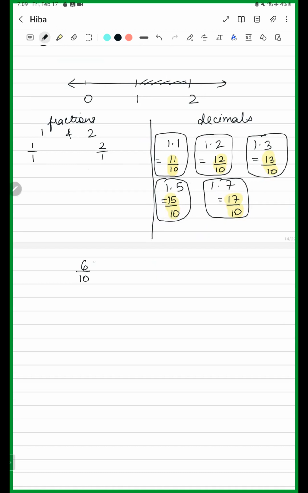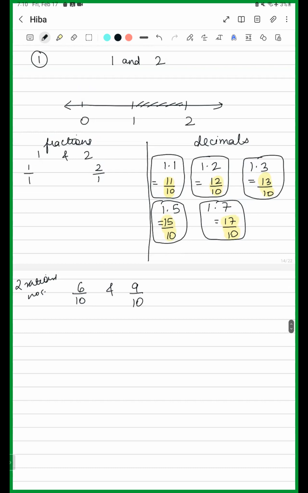Find two rational numbers between 6 by 10 and 9 by 10. What will you find? Can you tell me? 14 by 10. You have to find 2 rational numbers between them, bacha. You're not supposed to add them. 2 rational numbers between them.